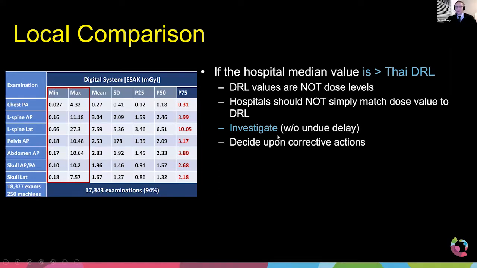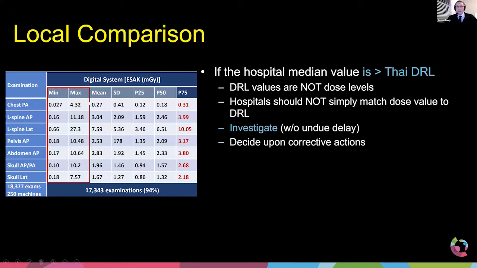Now, we'll talk about different corrective actions, but there is the potential that your value is higher than the DRL, and after you've investigated, you've determined that there is a clinical need for that protocol or that examination to remain at that dose point. If that is your clinical consideration, then that is fine. You go forward with that. There is obviously a clinical reason for that.